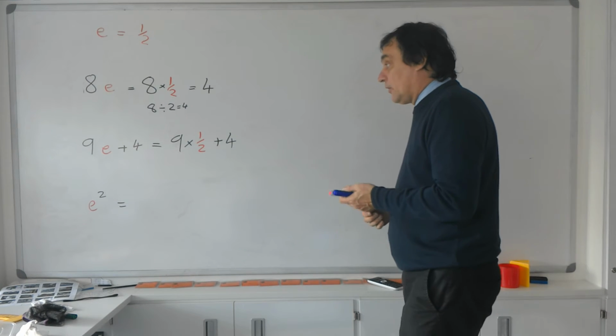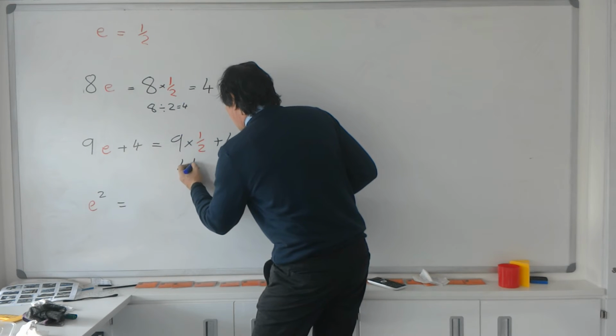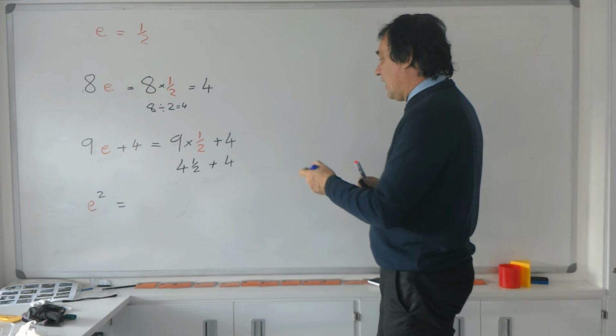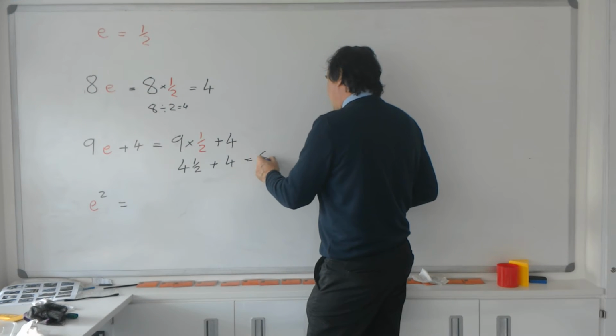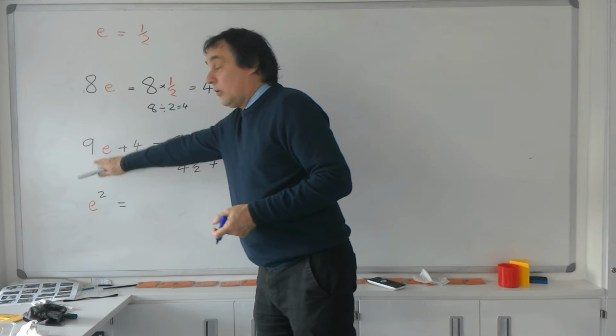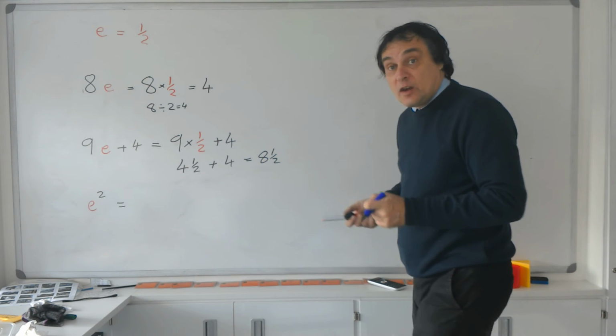So 9 times a half, in other words, half of 9, that's going to be 4 and a half. Add the 4, which we've got here, so 4 and a half, add 4, and that gives us 8 and a half. So you can substitute a mixture of fraction terms and standalone numbers where there's no letters involved at all.